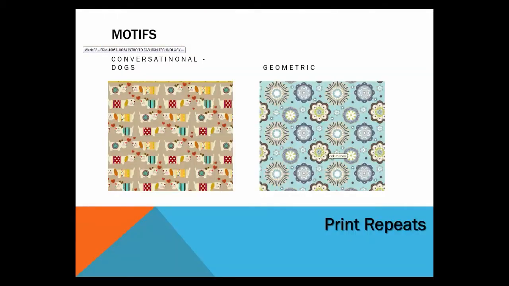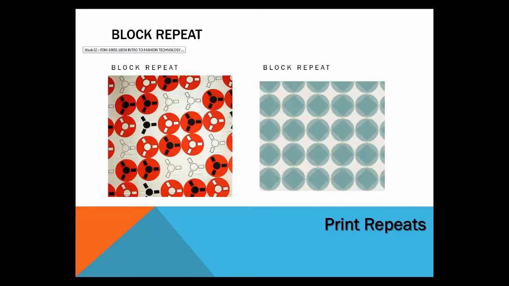Here's a conversational print on the left and a geometric print on the right. Here's another conversational print on the left and a geometric print on the right. These are both block repeats. Block repeats repeat on the vertical and on the horizontal without any change in direction.